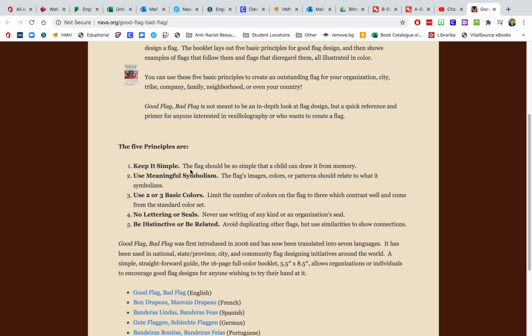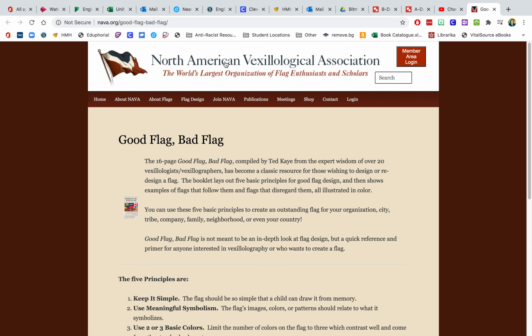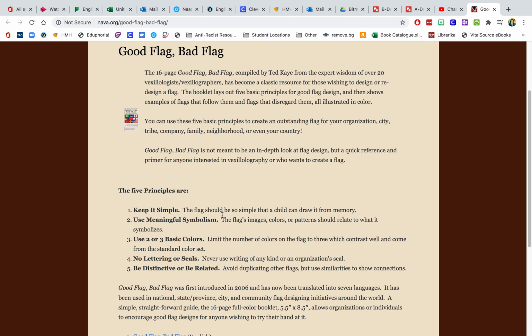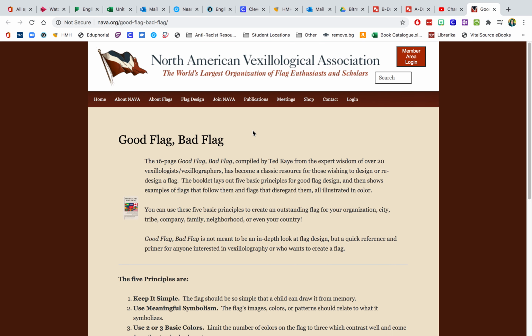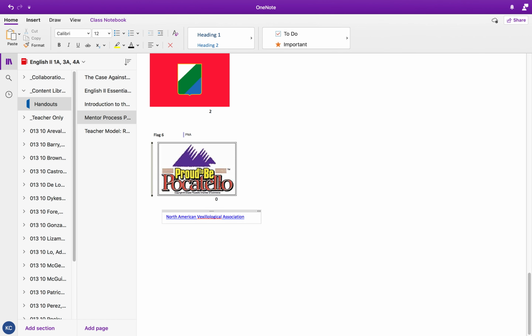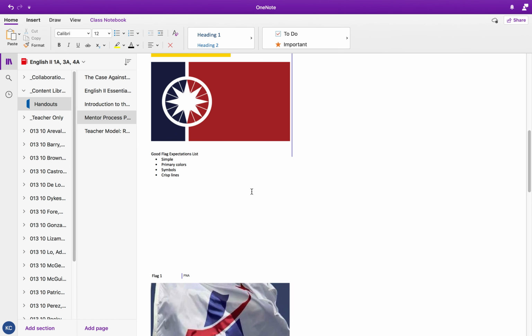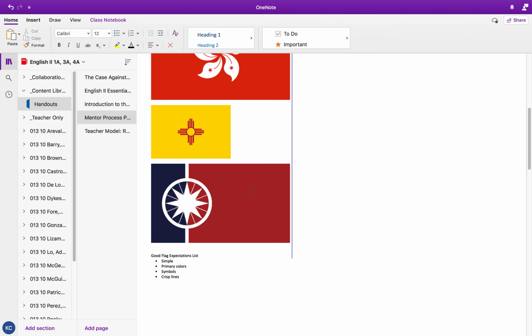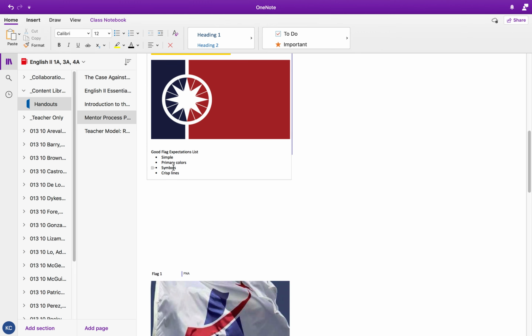Oh my goodness, you guys. Looks like we came up with criteria that match the North American Vexillological Association. If you guys can figure out good criteria for flags that matches them, you can do this for anything. You can do this for a piece of writing. You can do this for a movie. You can use Writing with Mentors and make a mentor list, a checklist of what makes something good, all on your own.